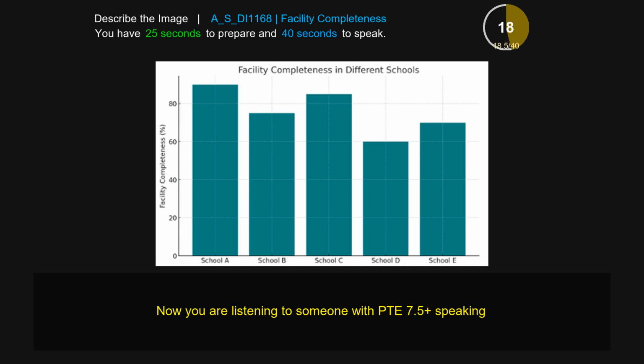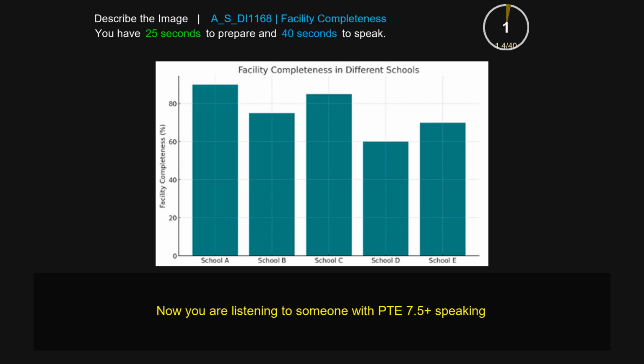It is clearly visible that School A has the maximum facility completeness, which is more than 80%. Conversely, School D has the minimum facility completeness, which is less than 60%. The data is valuable for facility completeness in different schools and highly effective.